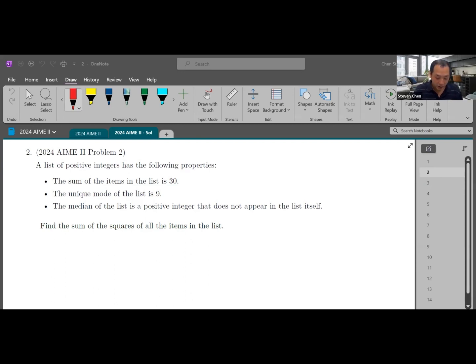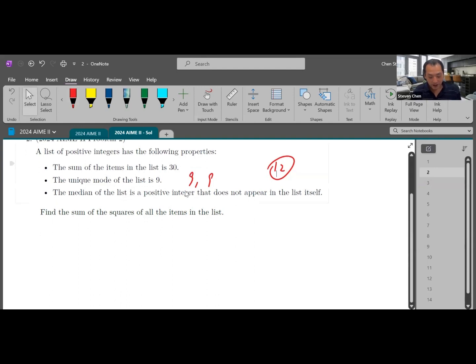So 9 must appear twice. The sum of these two 9s is 18, so the sum of the other items should be 30 minus 18, which is 12. And don't forget that we need an even number of items. So now we need to find an even number of items such that their sum is equal to 12. Would it be possible to have 4 such items? Because 9 is a unique mode and appears 2 times, every other item should appear exactly once. So all other items are distinct.